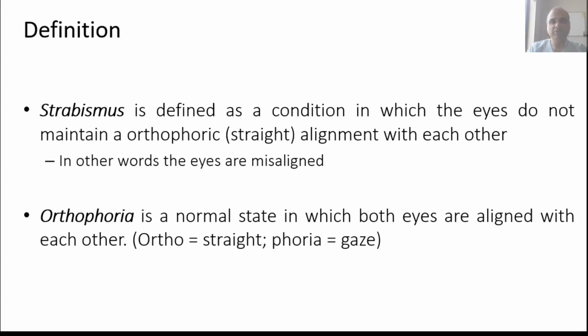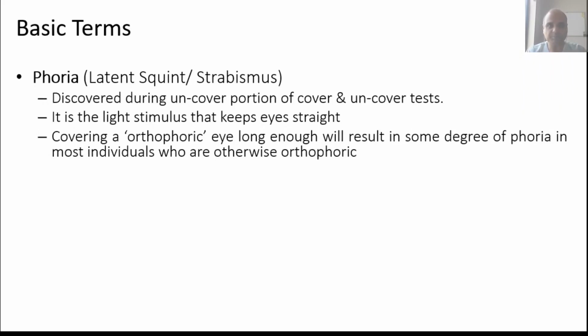And just so that we remember what squint was, I'm going to put the definition up again, which is a condition in which the eyes are no longer aligned to one another, i.e. are no longer orthophoric, i.e. they are misaligned. And the normal state is called orthophoria, in which both eyes are aligned with each other.